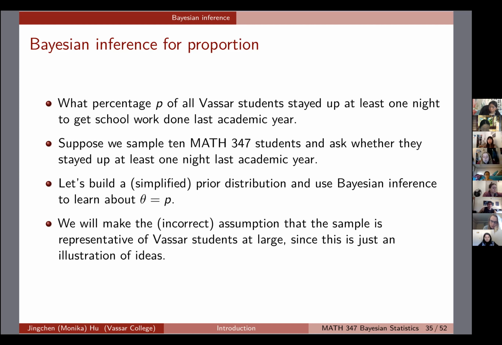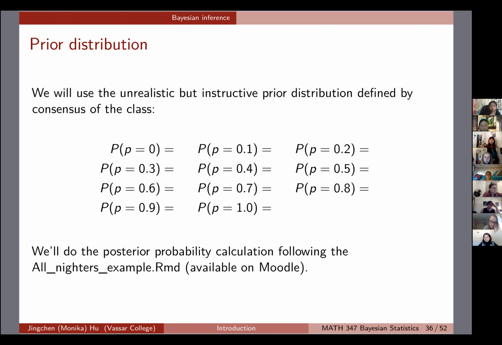So we're going to build a simplified prior distribution so we can learn about this p. When we take the sample, of course, we will have to make the incorrect assumption that the sample is representative of all Bayesian students. This probably won't be true, because people in this class might be systematically different from everybody else. I don't know, but we will just make the assumption for now, because this is mostly an illustration of ideas. I'm going to move soon to our demo in a second, but I do want to show you how we're going to come up with a prior distribution. What I mean is we're going to use our whole class, which I think is close to 30 people, including me, in this lecture today.